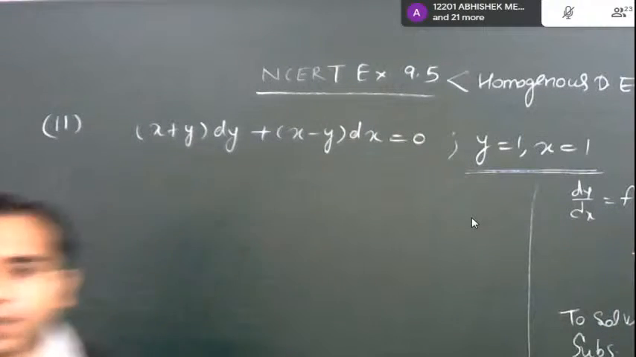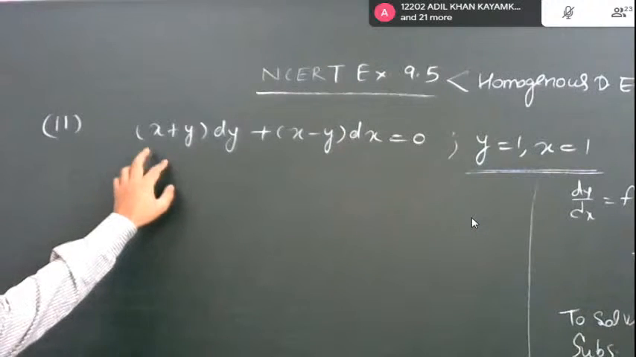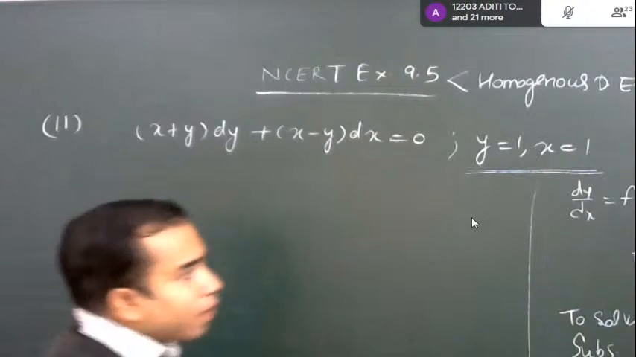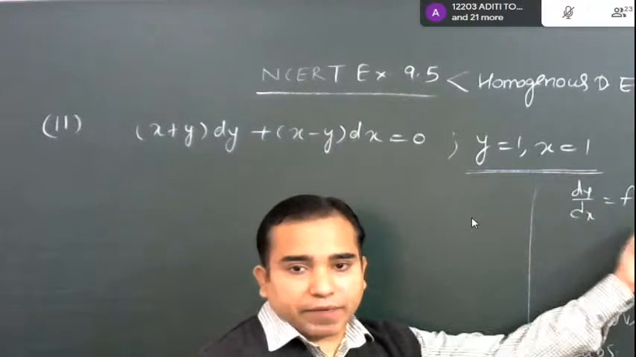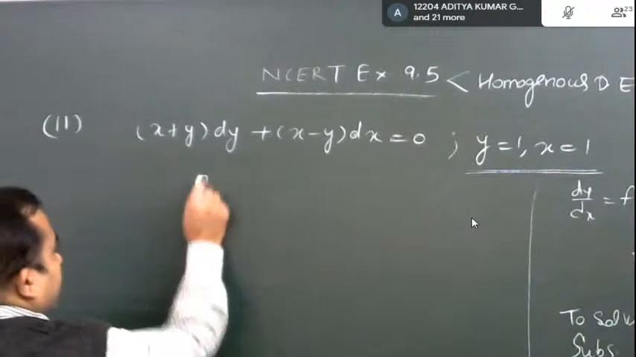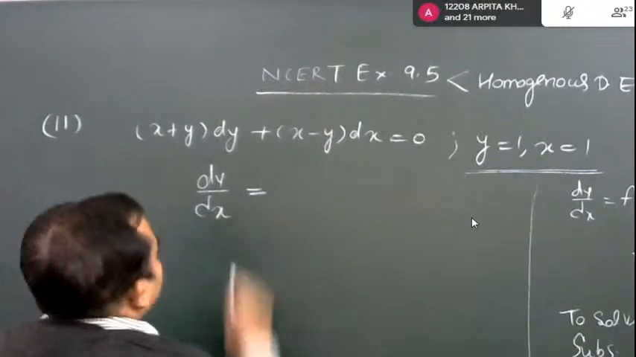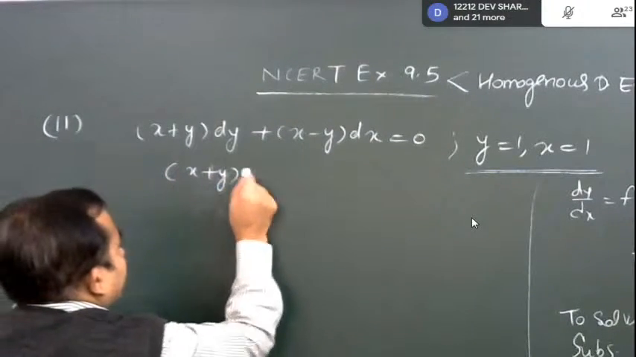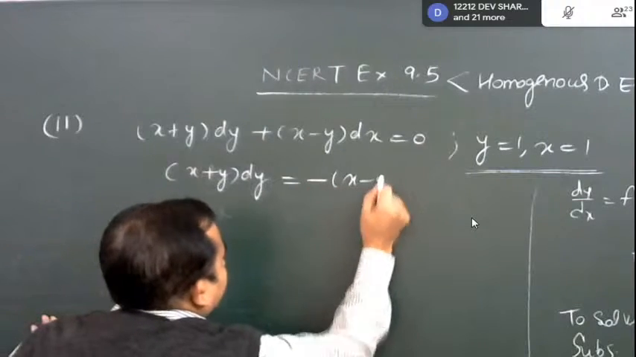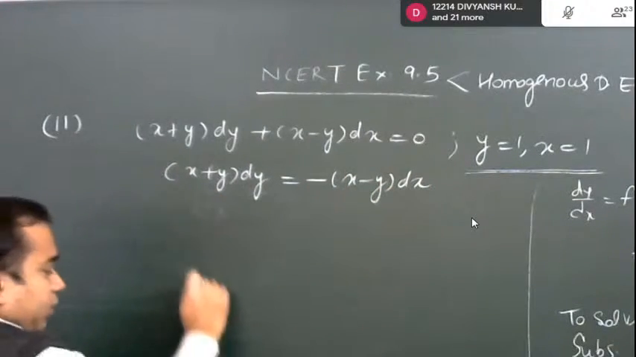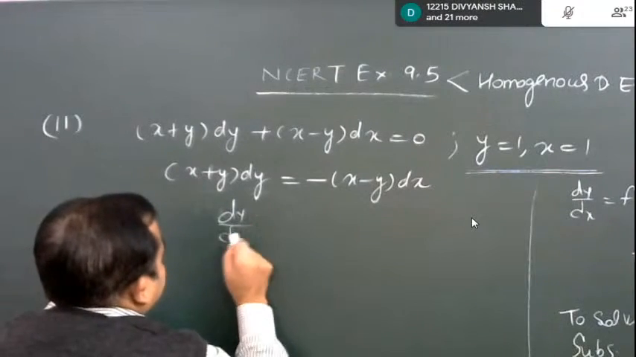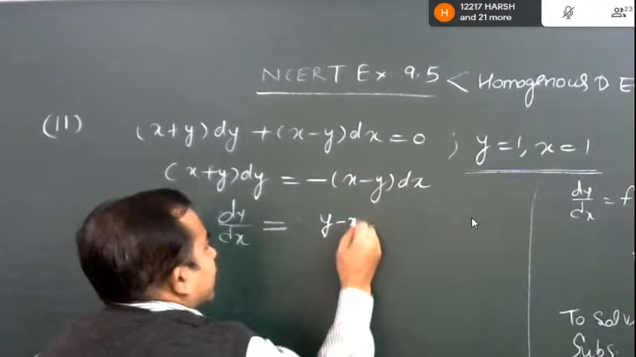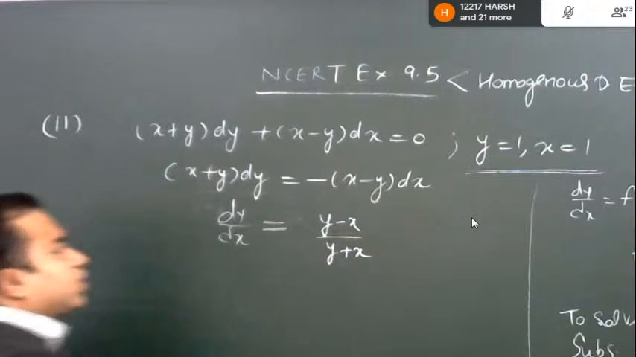So let us begin. So what should be the first task in this question? As usual, the first task is to bring our equation in which form? In this form, dy upon dx equal to f of x y. So let us bring in this form. It will become dy upon dx equal to how much? Let me first shift one term on the other side. X plus y dy equal to minus x minus y dx, and this will become dy upon dx equal to minus x minus y, or minus if I mix inside, y minus x whole upon y plus x. This is the equation.